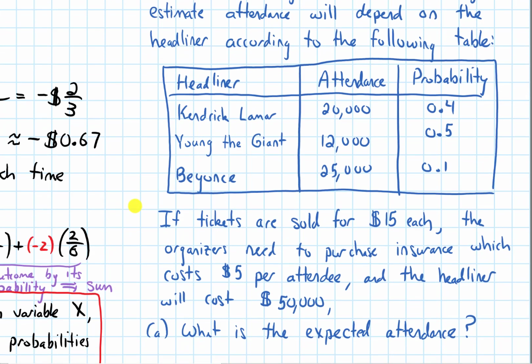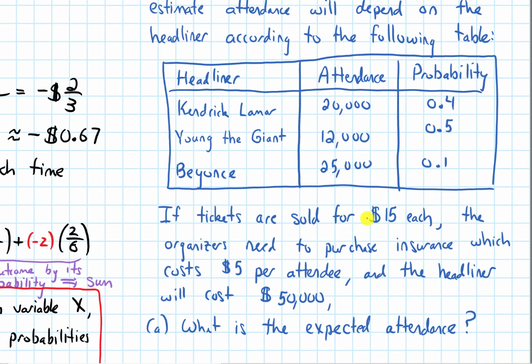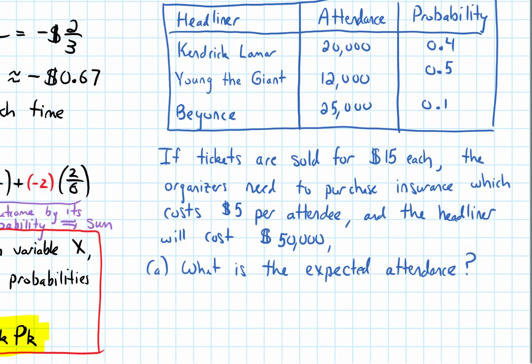So next the question says, if the tickets are sold for $15 each, the organizers need to purchase insurance, which costs $5 per attendee, and the headliner will cost $50,000. Part A asks, what is the expected attendance? So to answer this part of the question, we actually don't need this information. This will be relevant to us in the next part of the question.